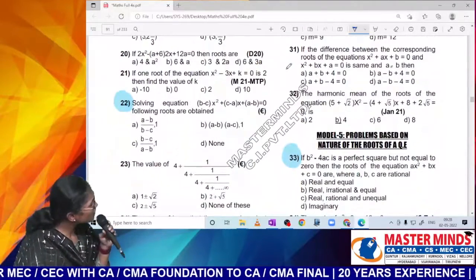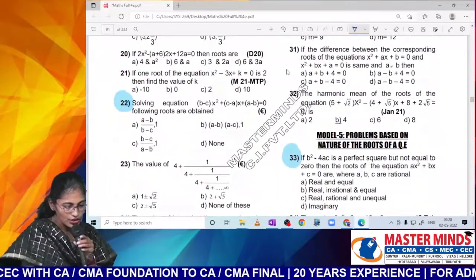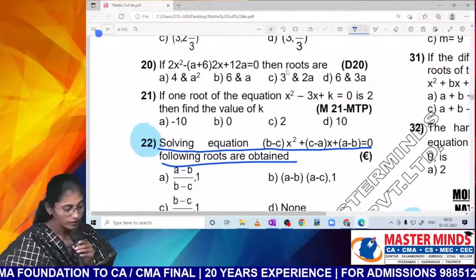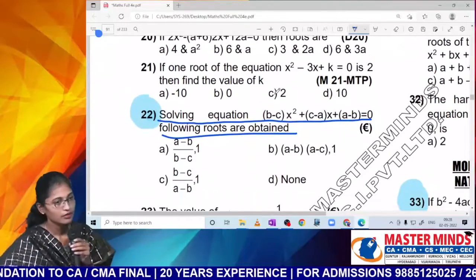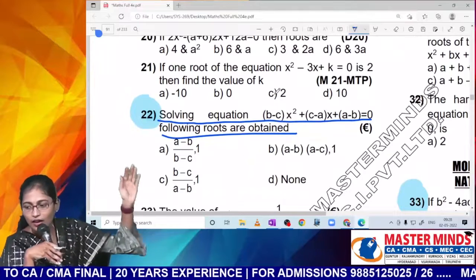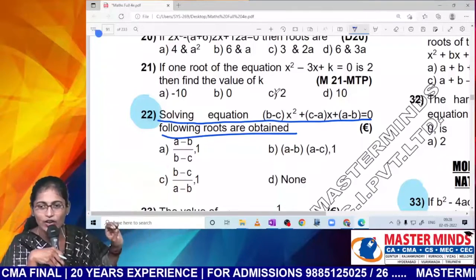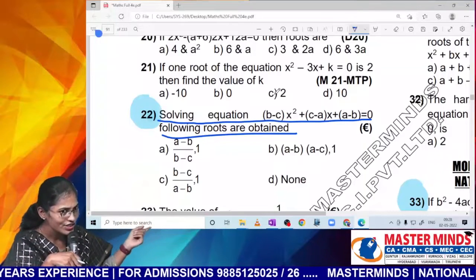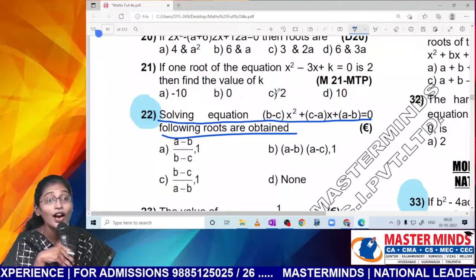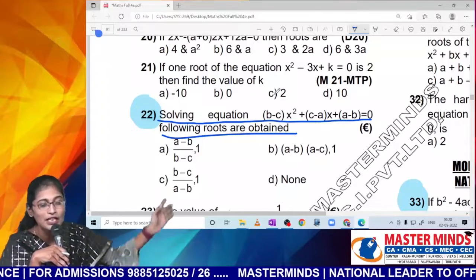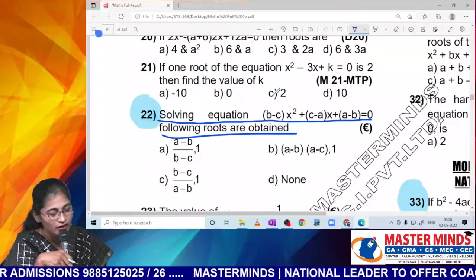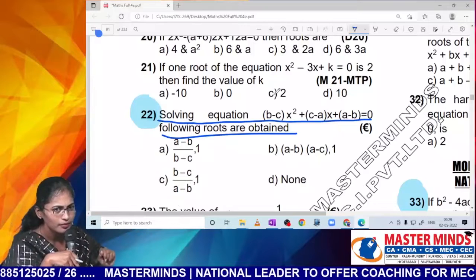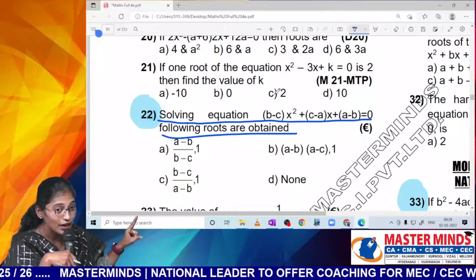Can you please read out question number 22, everybody? Solving the equation. All of you please read out the equation. So if I ask you to solve such a kind of question, the best method you people go for is substitution. But just now I told you that product of roots is the best one. Can you please tell me the formula for product of roots? C by A. What is C by A? Tell me what is C by A? A minus B by A.